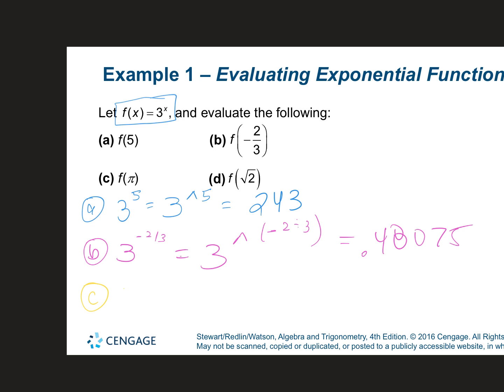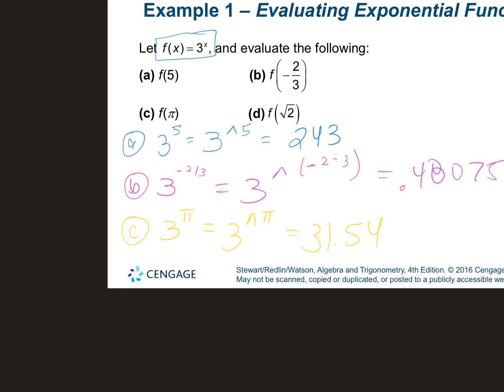Letter C is asking you to use 3 to the pi. What is pi? 3.14. So think about this. If it's about 3, right? So if you raise 3 to the 3rd power, it's 27. So in your calculator, if you hit 3, you hit the caret button and pi, you guys get 31.54. All right, that should make sense. 3 to the 3rd power is 27, so 3 to the pi power is a little bit more than 27 because the number is a little bit bigger.